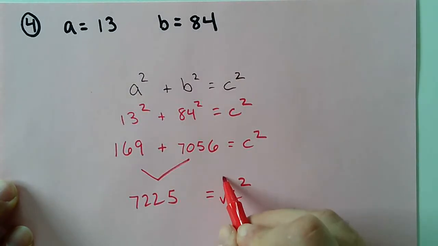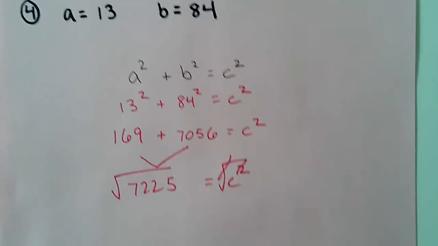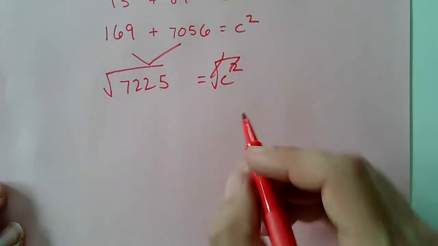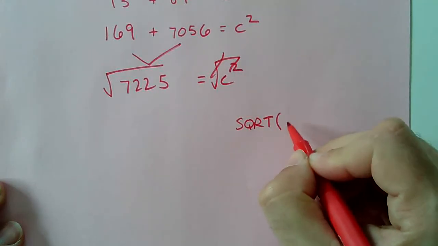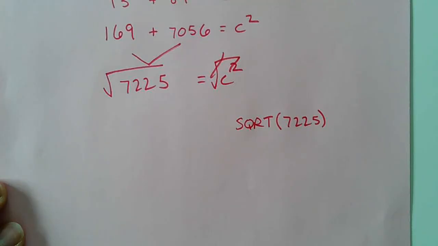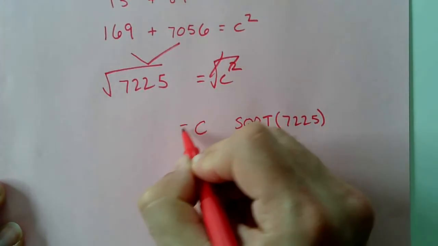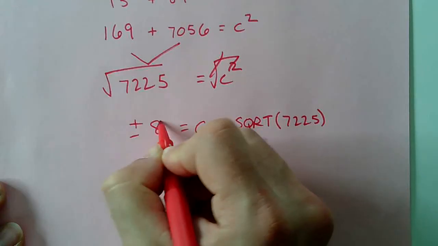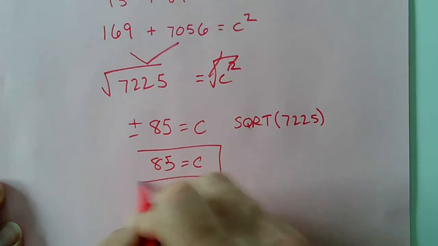And now I'm going to square root and square root. So again, just a reminder, I'm going to need a calculator for this. If you're on Google, you could type in SQRT parentheses 7225 and it will give you your result. So the square root of 7,225 is 85. So C equals 85 because I want the positive.